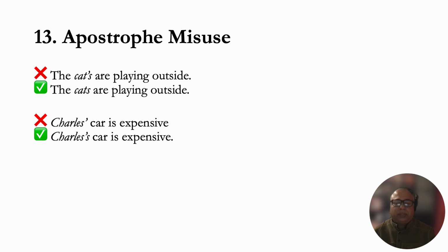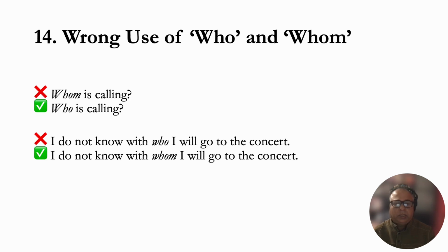If a person's name ends with an S, as in Charles, you still need the apostrophe and an S followed by it. Charles's car. Because you wouldn't say Charles' car. Charles's car is expensive. Okay? All right.